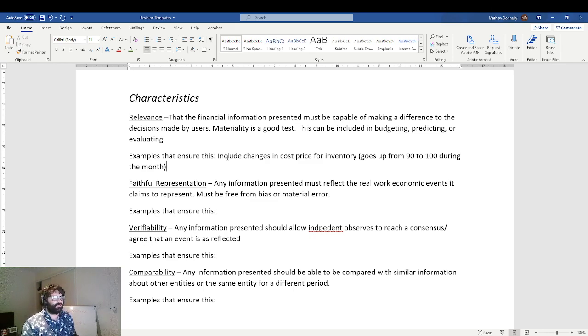Also, other things you can include is the cost of an asset in terms of your budgeting as well. So when we evaluate, we've got to look at, should we include this?